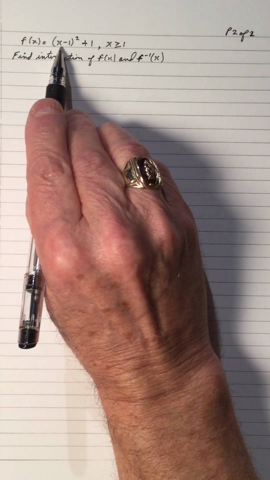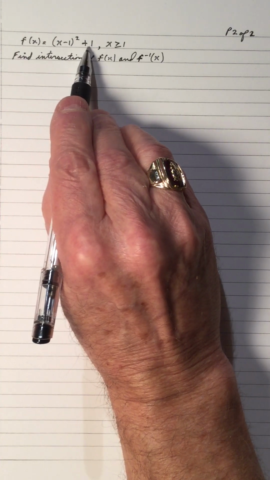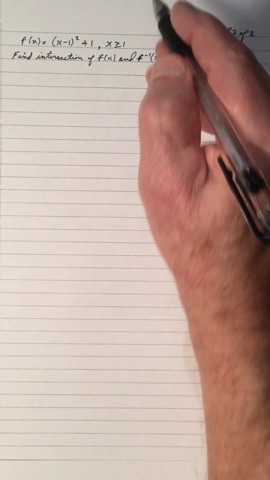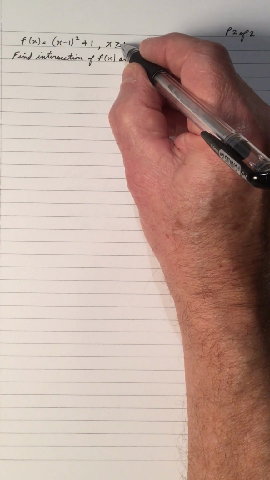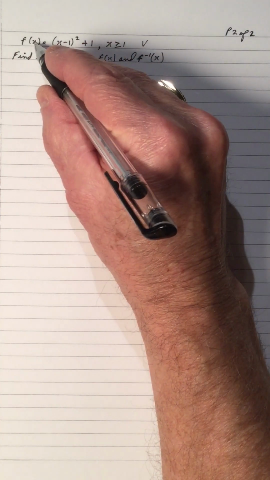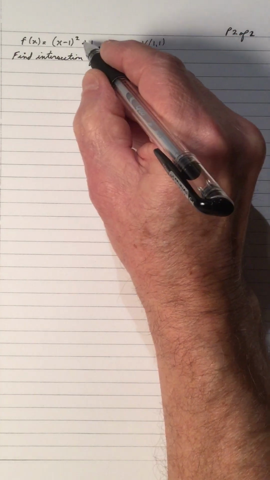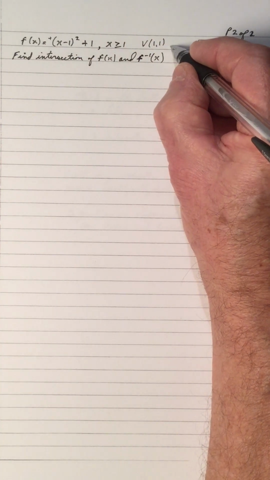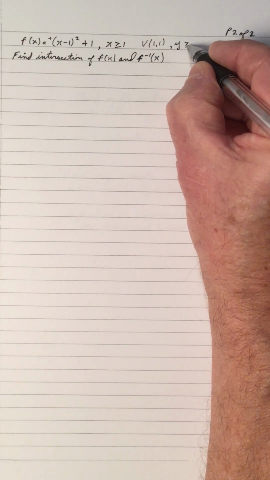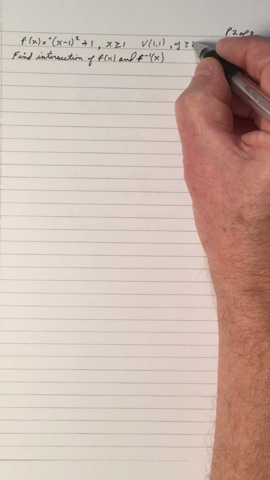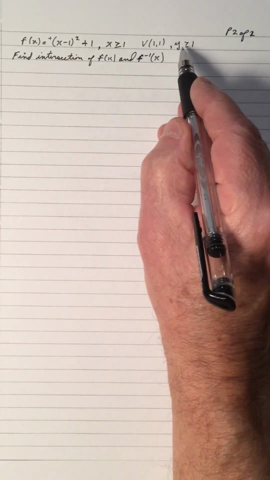f of x equals (x minus 1) all squared plus 1, where x is greater than or equal to 1. So notice that x is greater than or equal to 1, a restriction. What we have is a parabola whose vertex is at x equals 1, y equals 1. Because it starts at 1 and the plus means it goes up, the y is going to be greater than or equal to 1. So this is to the right and up.